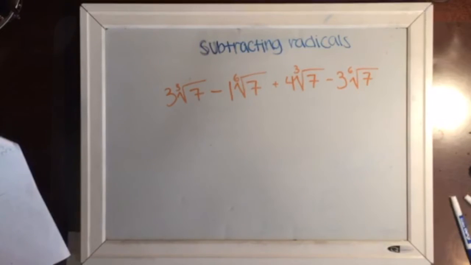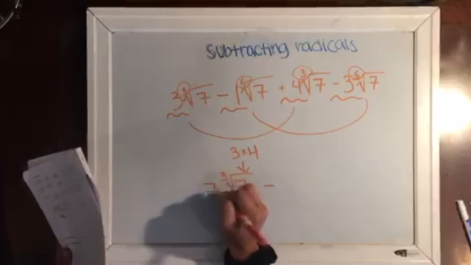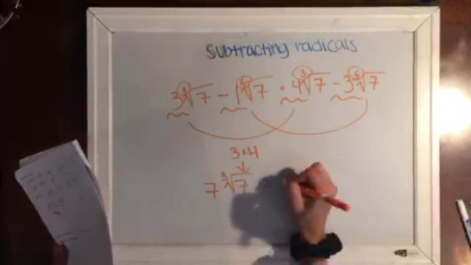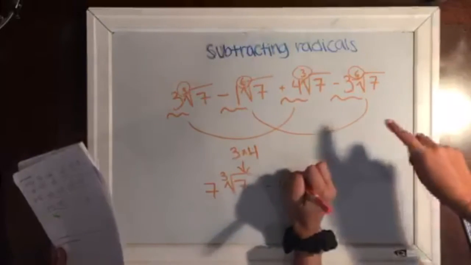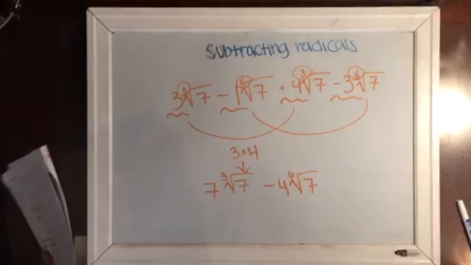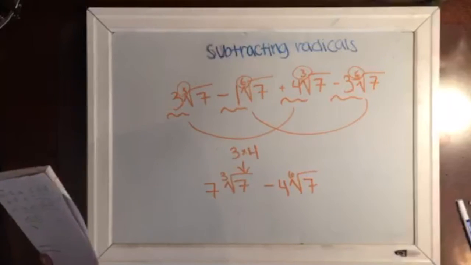So we're going to do 3, the cube root of 7, plus 4, the cube root of 7, and you're going to add the bases. So 3 plus 4 is 7, and like you could do with the other radicals, you cannot add what's under the radical. So it will remain the cube root of 7.